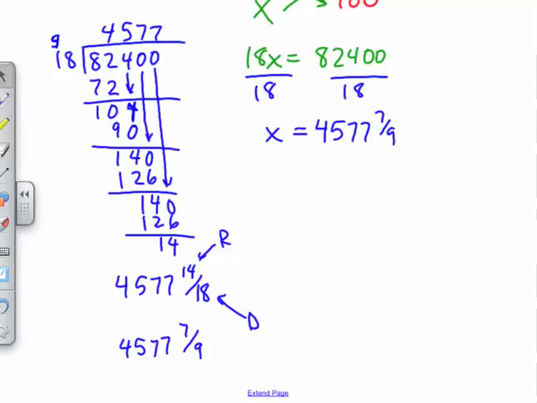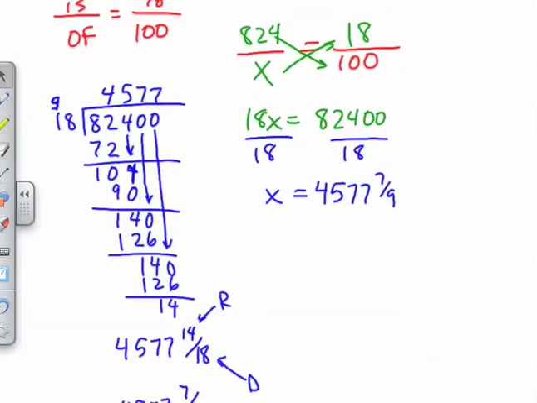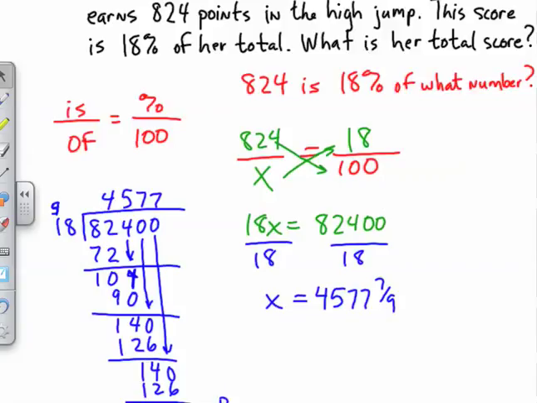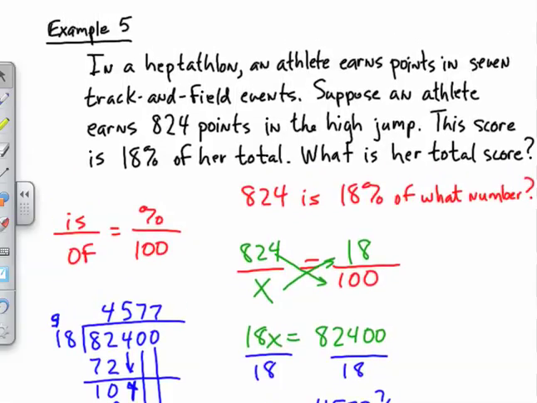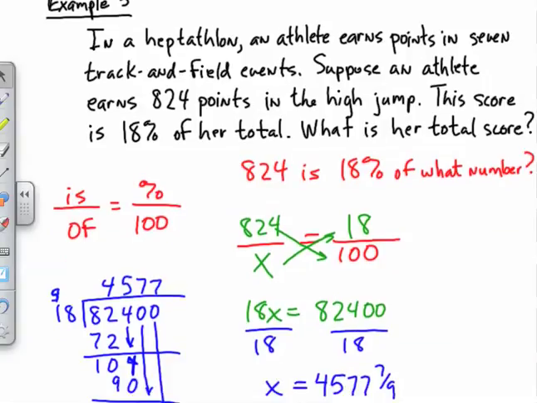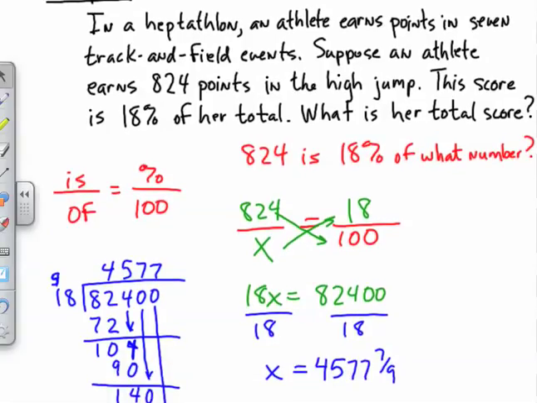Now, if I go back up and look at my question, it said 824 is 18% of what number? That number is 4,577 and 7/9. So that's a lot of points, but I guess the heptathlon gets a lot of points. So there we go. Good job, guys.